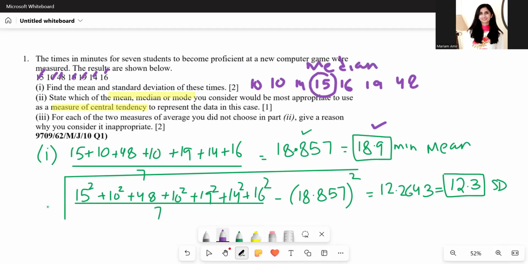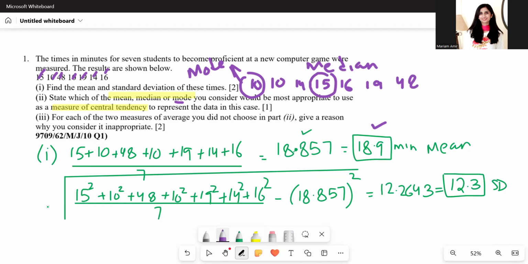And the third option is mode. Mode is the most frequently occurring value, which is 10 in this question. So the mode is 10. Now the question is, which one of these averages is most suitable according to this data? The most suitable average is, in most cases, the mean, because the mean uses all data values to find the average. However, if there's an outlier in the data, then the mean is not preferred.